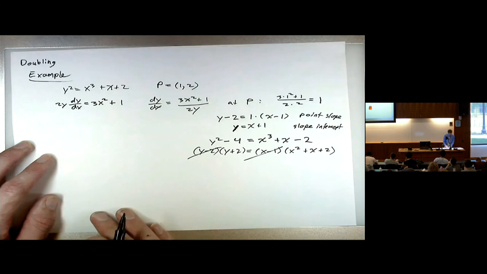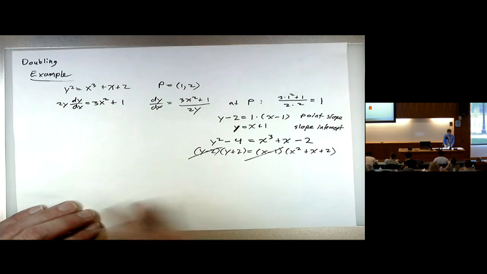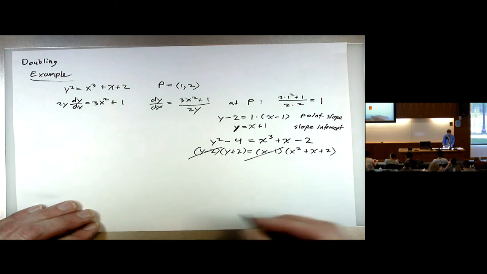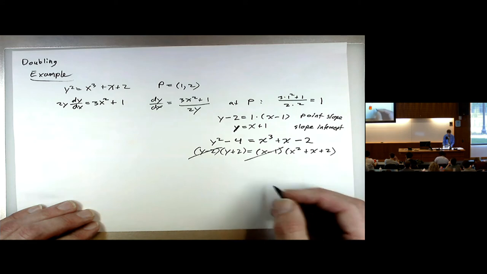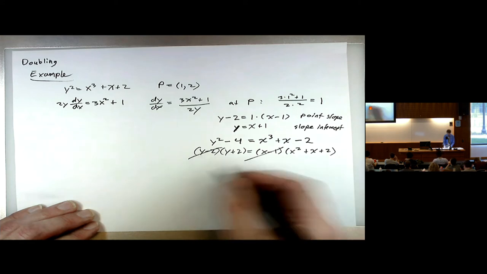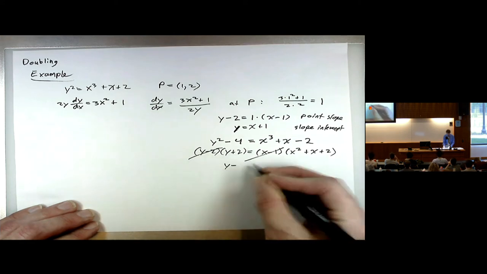Once you get it in this form, you factor this, you subtract 4 again from both sides.